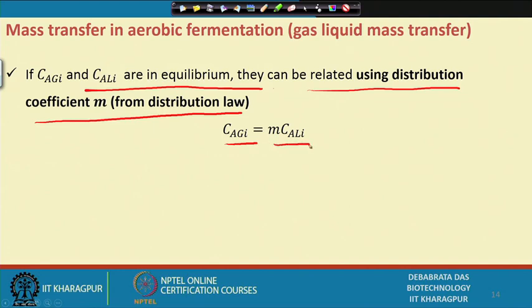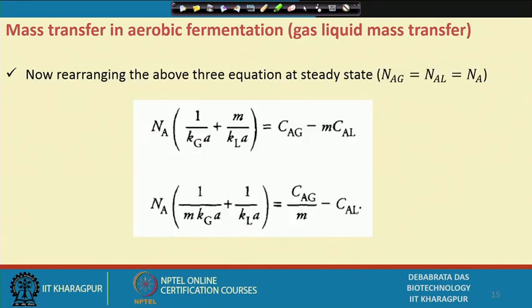C_AG equal to m into C_AL, that is, how much of that oxygen present in the gas layer is dissolved in the liquid layer; m is the distribution coefficient that we have. Now, rearranging the above equations, we will come across this kind of correlation: N_A times (1/k_Ga + m/k_La) is C_AG minus m into C_AL, and in the case of the other equation, N_A times (1/(m k_Ga) + 1/k_La) is C_AG/m minus C_AL. This equation we can derive from that.